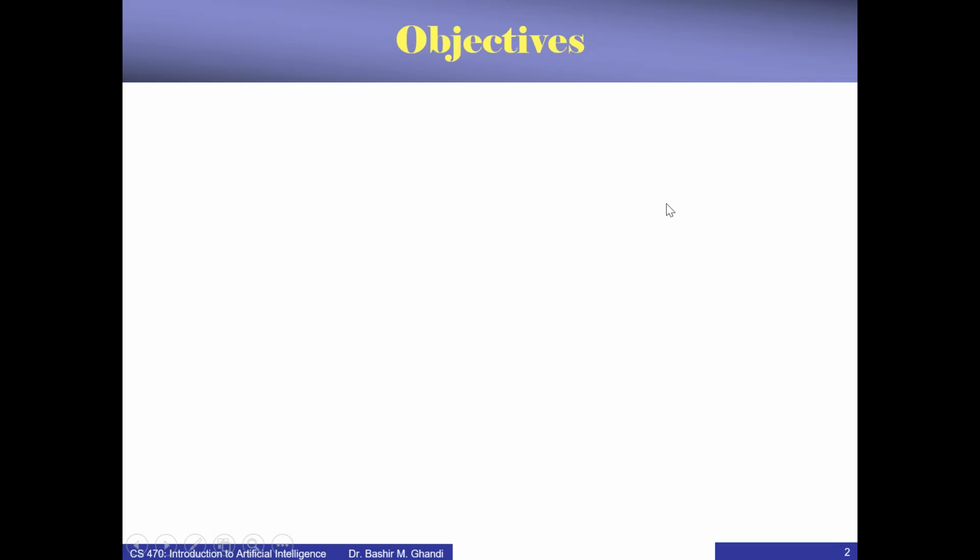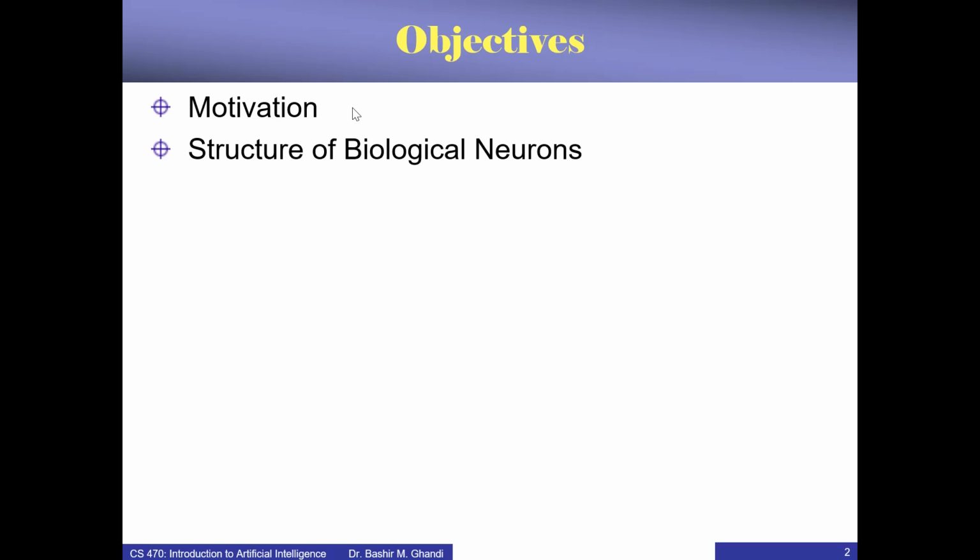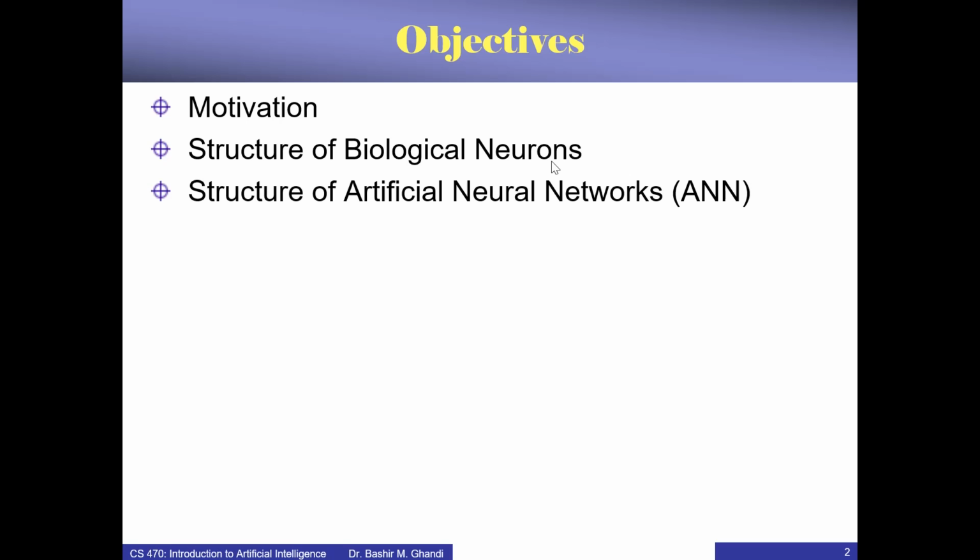In this lecture, we shall look at the following topics. First, we take a little motivation about why neural networks were invented. What is the motivation? And then we look at the structure of biological neurons from which artificial neural networks are modeled. And then we look at the structure of artificial neural networks, which are normally called ANN for short. We look at the simplest of these ANNs, which is called single layer ANN or perceptron.